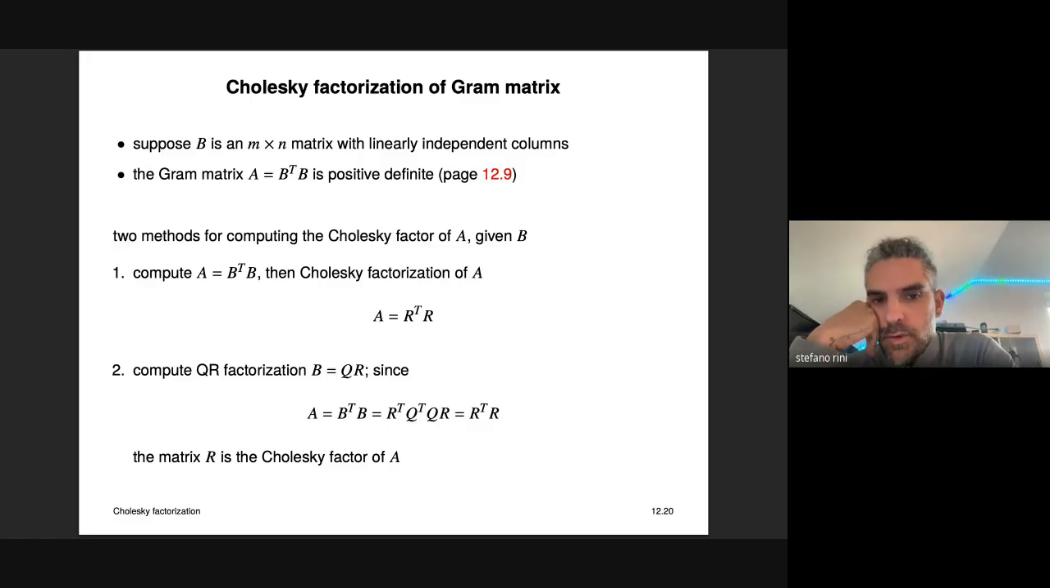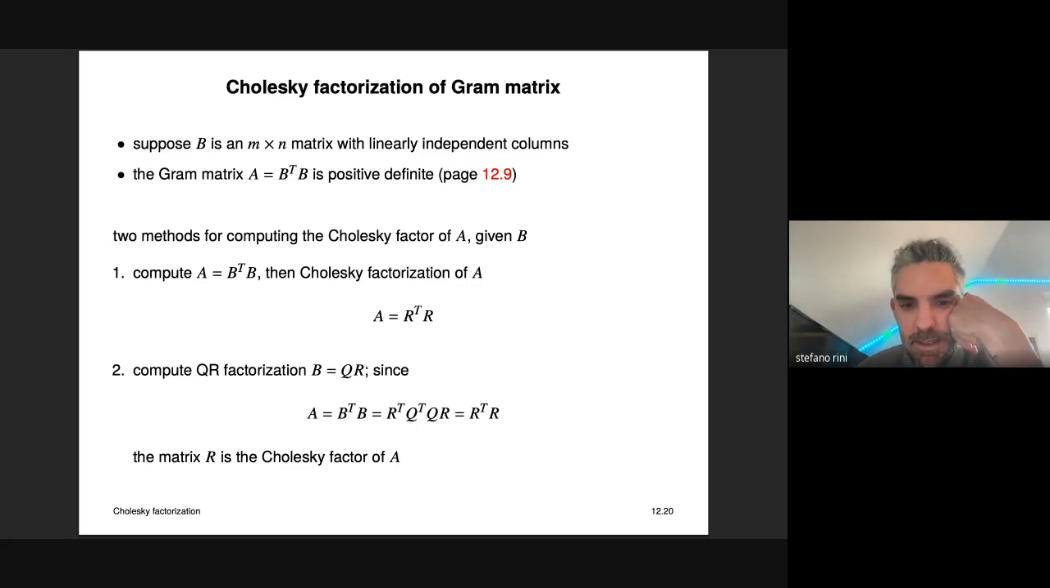So let's say that now we want to compute the Cholesky factor of A given B. So we start by computing A, which is B transpose B. Then we can apply the Cholesky factorization of A and find that A is equal to R transpose R. Okay. Then this partially solves our problem, right? Because we still have to account for the fact that A is equal to B transpose B. So then we know that we can compute the QR factorization of B, which is going to give us this Q times R.